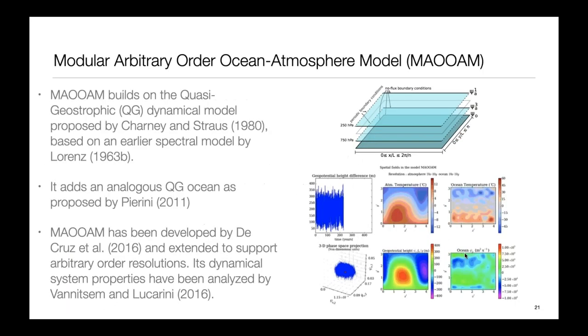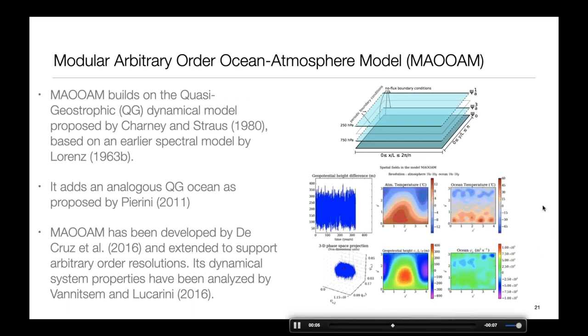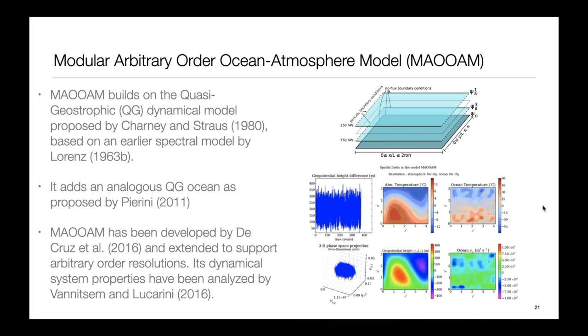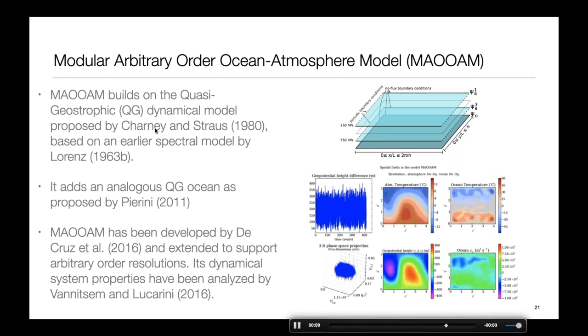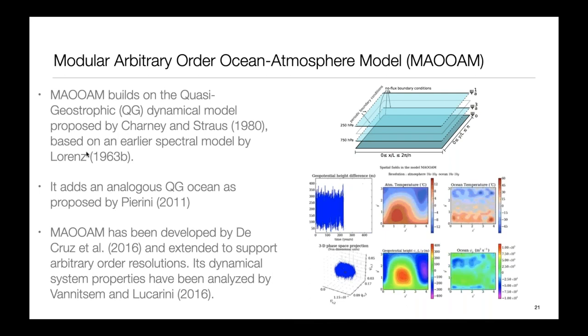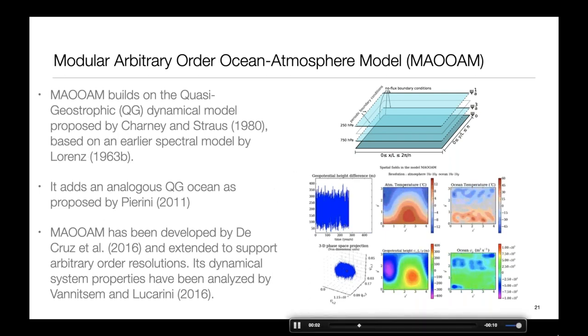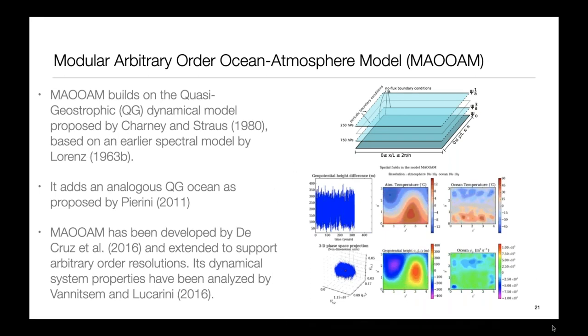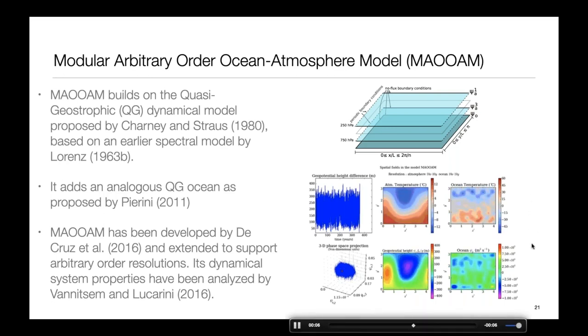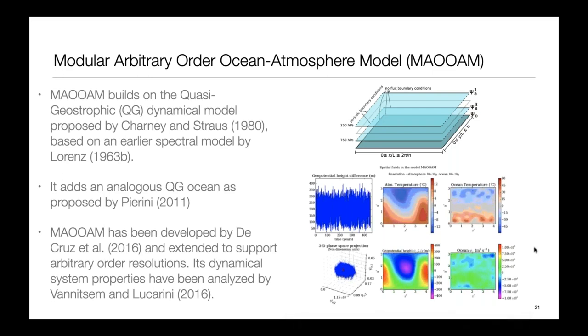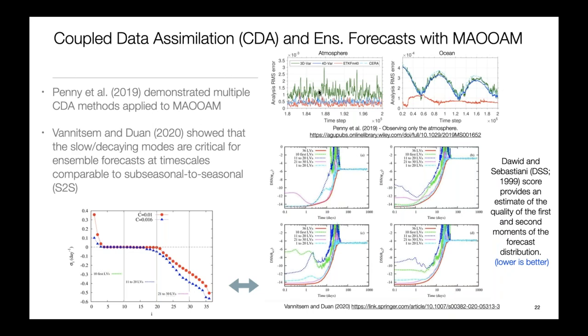And as we go forward, we're looking at a couple of different ways to expand this to more complex models. Here's a simple quasi-geostrophic atmosphere-ocean coupled model. It was based on dynamics by Charney and Strauss, itself based on a proposal by Lorenz, as a QG model from Pierini. And De Cruz et al. have worked to support the development of this model and have made it available. So this is what we've been working with as an intermediate model for doing coupled DA experiments.